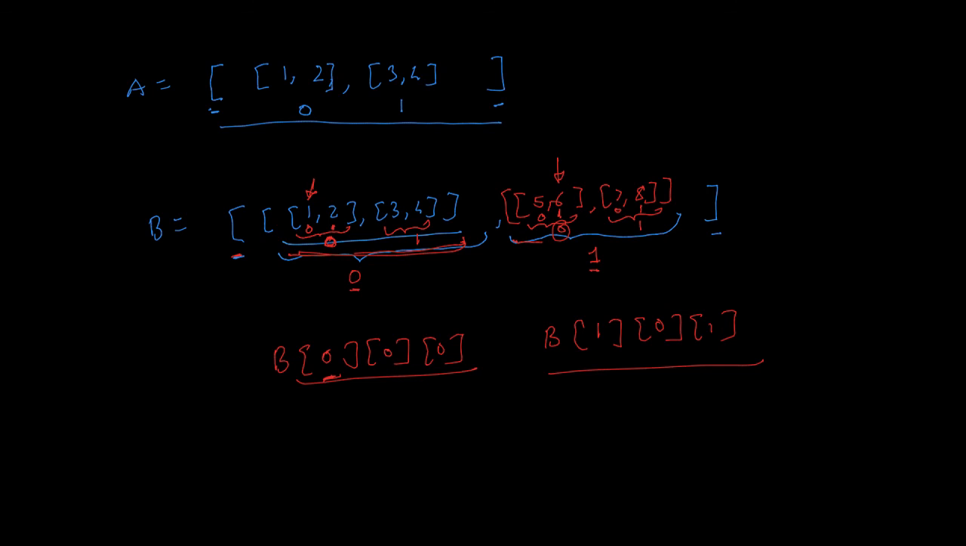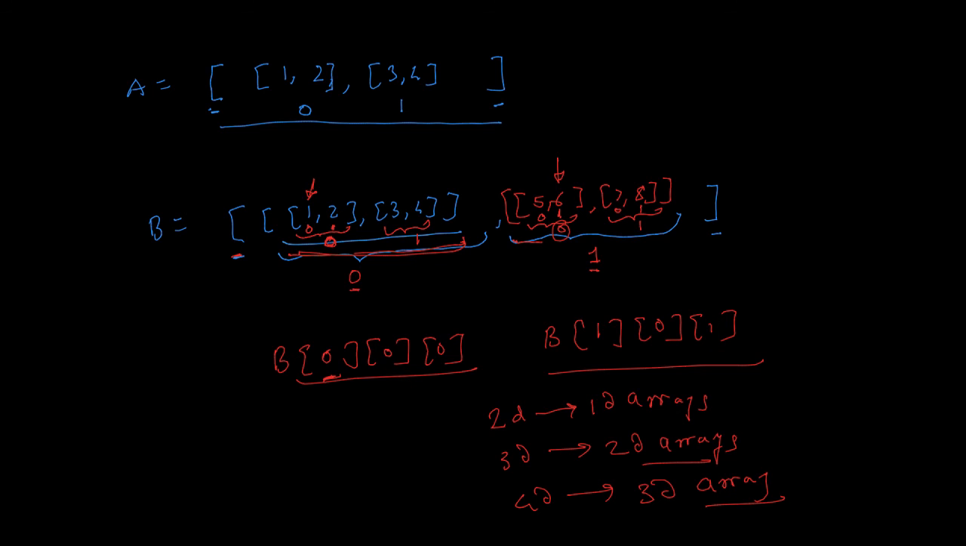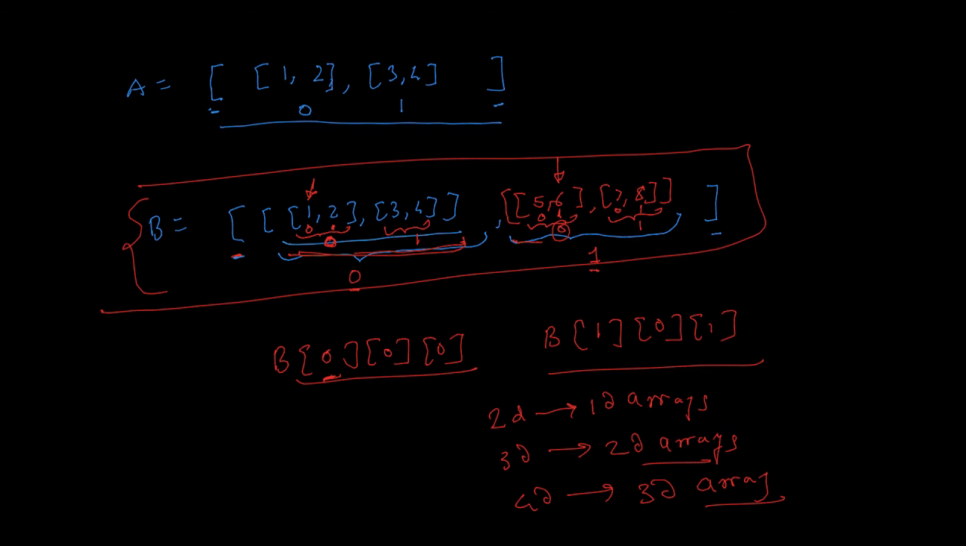Right? Now the idea is that a 2D array contains 1D arrays, a 3D array contains 2D arrays as elements, and a 4D array contains 3D arrays as elements, right? So you can go on nesting as many dimensions as you want. We'll build these multi-dimensional arrays, and they are called tensors. So this is a tensor, right? The tensor is nothing but a multi-dimensional array.